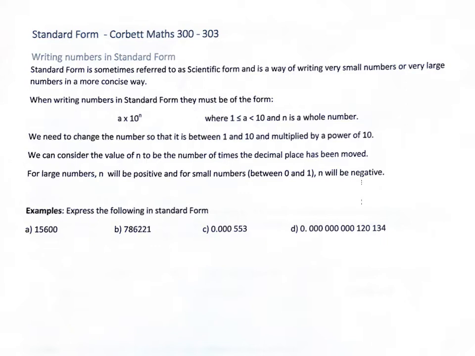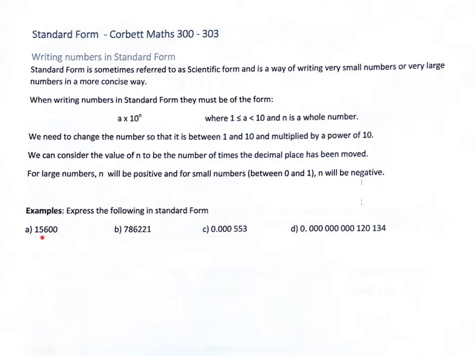Generally, if we're trying to write very big numbers, like 15,600 or 786,000, n will be positive. But if we're writing decimals, like 0.0000553, or this one, part D, it's going to be a negative value. So it will be negative for small numbers. If we look to these examples and try to express these, the key thing is we need to write it as a number between 1 and 10.